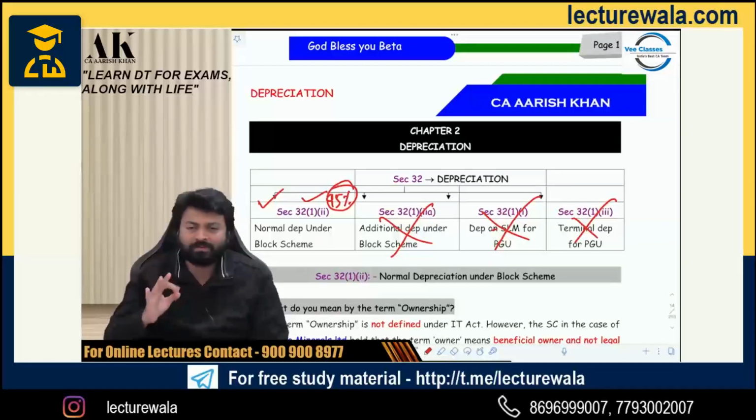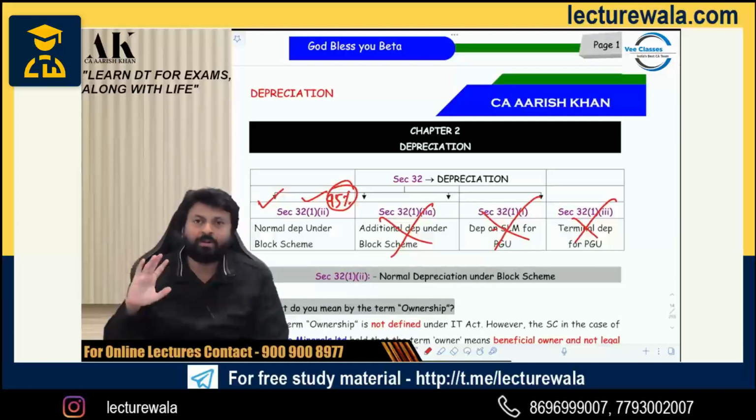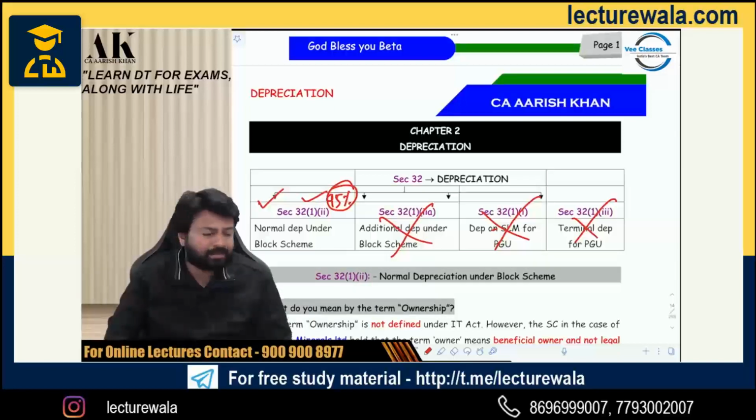95% discussion on the first one and the rest of the 5% discussion on the remaining 3. The remaining 3 are not that big. I'm not saying they are not important. They are important, but not that big. 95% discussion on the first one. So what does the first one say?